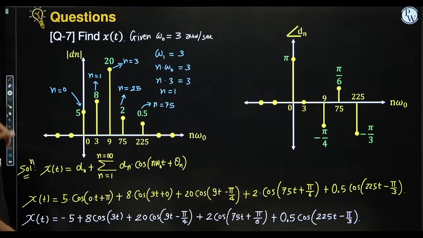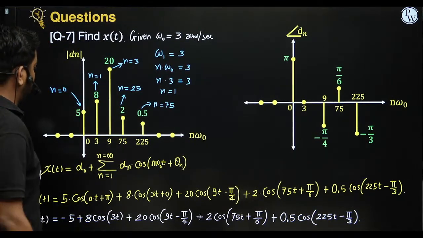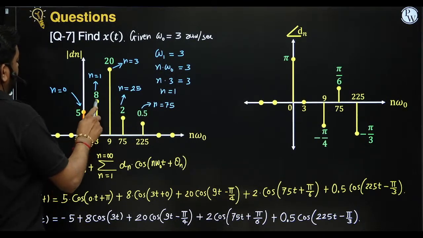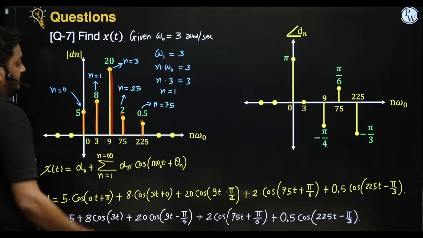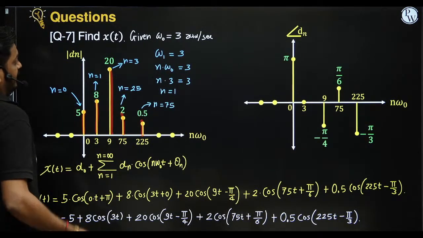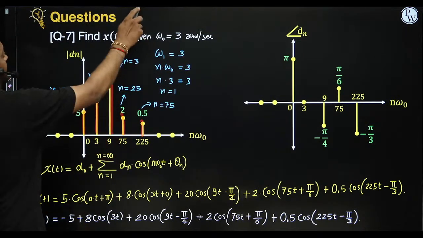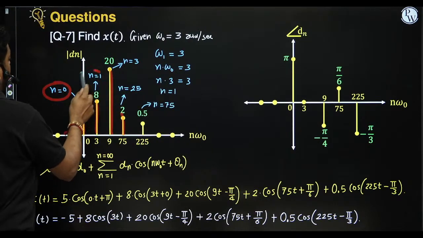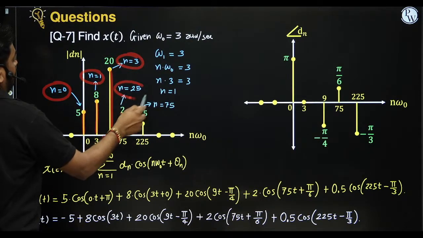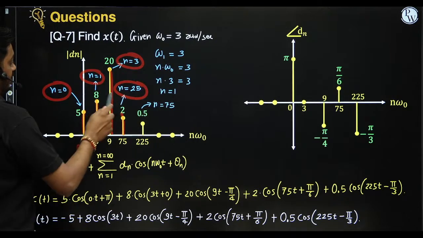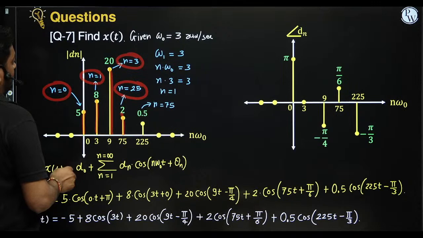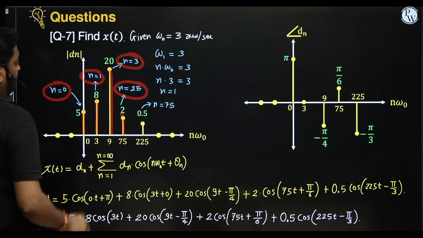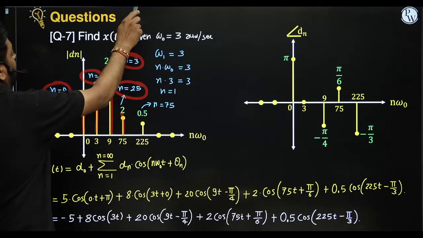Now suppose they are asking to find the power up to the 100th harmonic. For that, how many terms do you have to consider? Up to the 100th harmonic means you have to consider all of them. Find the power up to the 50th harmonic: then only the first 4, n equal to 0, n equal to 1, n equal to 3, n equal to 25, up to the 50th harmonic. So d0 square plus d1 square by 2, plus d3 square by 2, plus d25 square by 2. Correct?